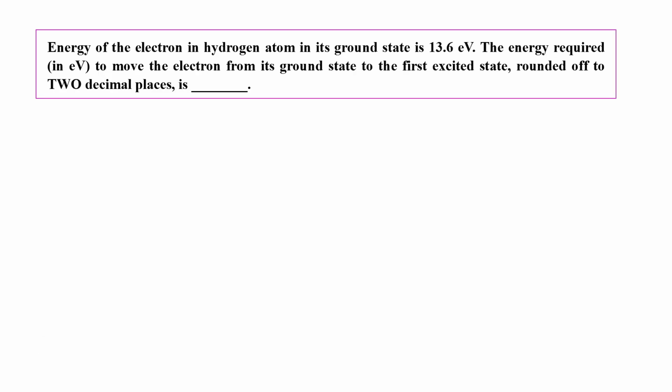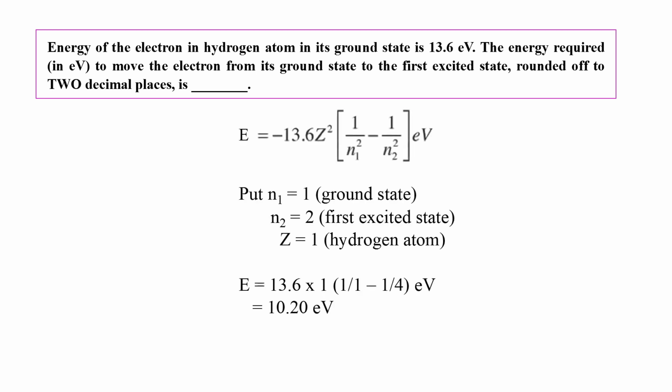The next question says, the energy of the electron in hydrogen atom in its ground state is 13.6 electron volt. The energy required in electron volt to move the electron from its ground state to the first excited state, rounded off to 2 decimal places, is. E is equal to minus 13.6 Z square, 1 upon n1 square minus 1 upon n2 square electron volt.